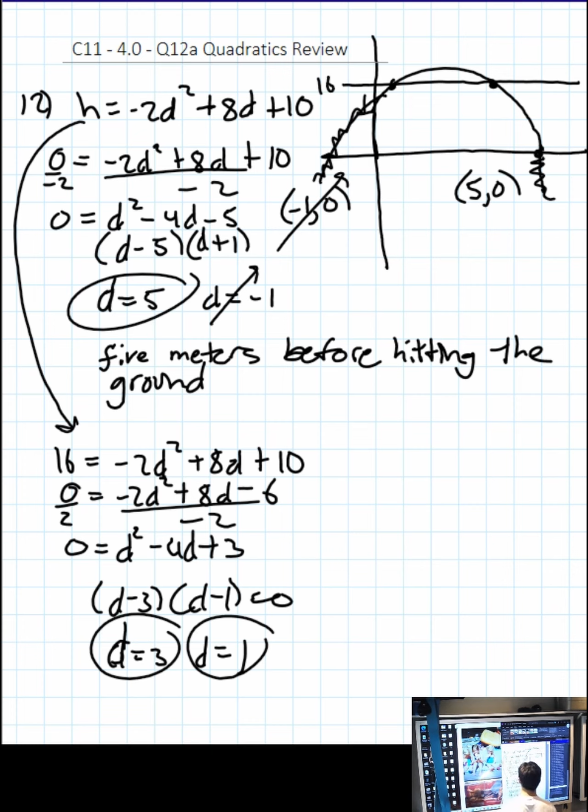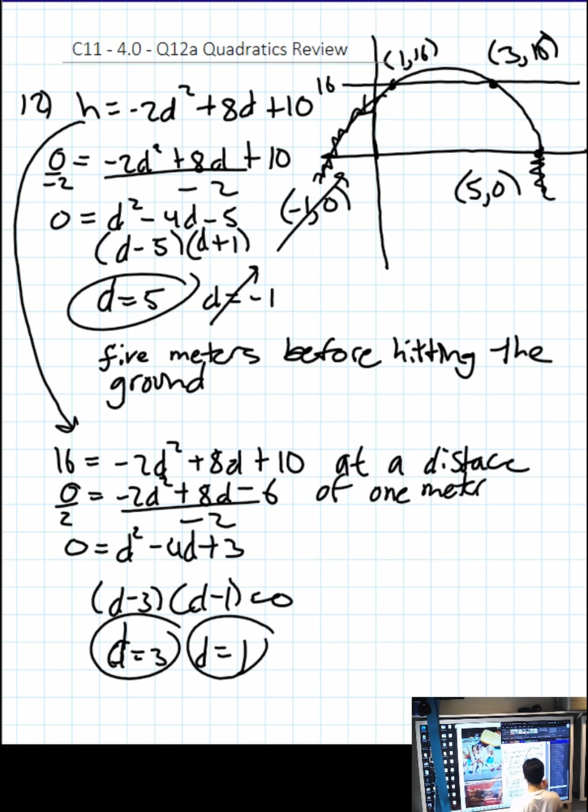Good, let's label the graph. So we have the points 1, 16 and 3, 16. Good, down below, let's answer the question in English. At a distance of 1 meter and 3 meters, the arrow has a height of 16 meters.